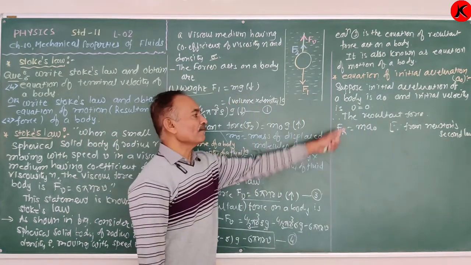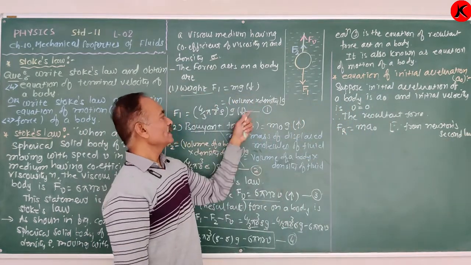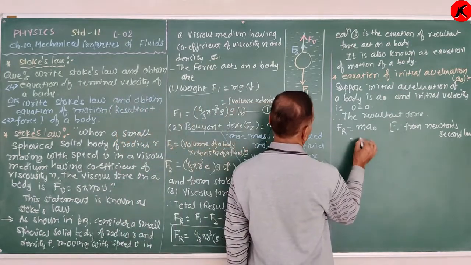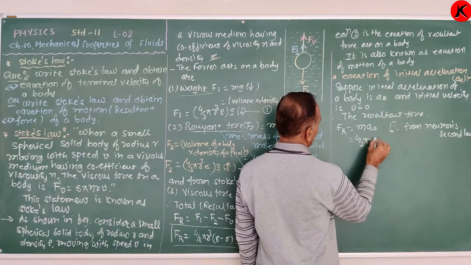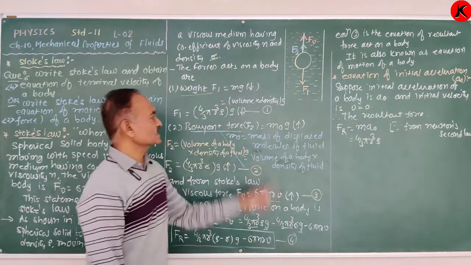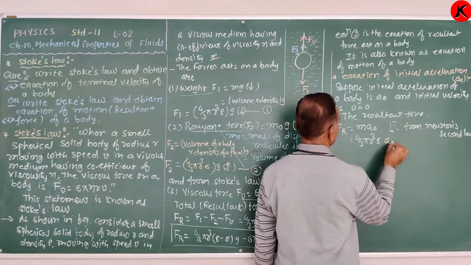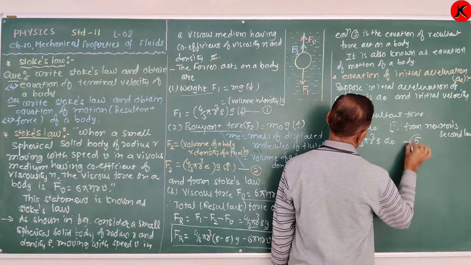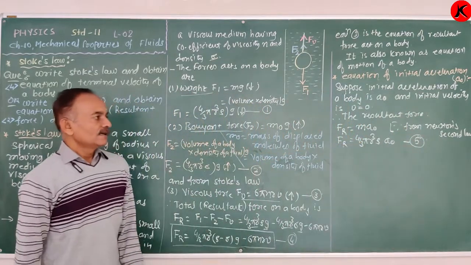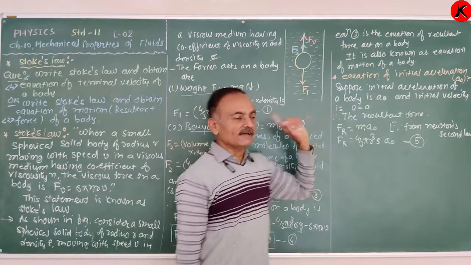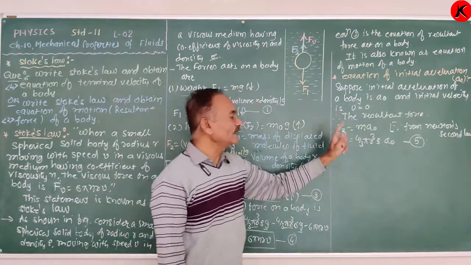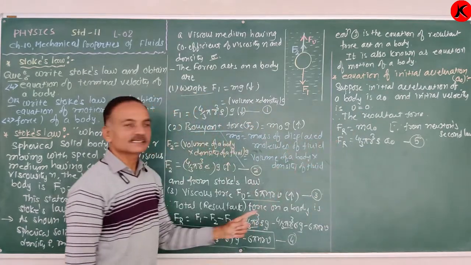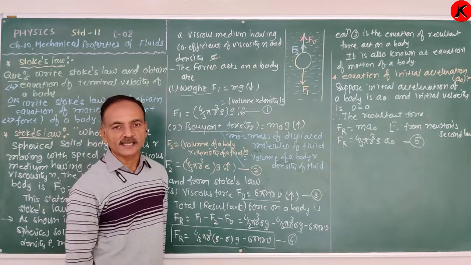Now we know the mass of the body. Already we discussed it: 4 by 3 pi r cube rho. Therefore 4 by 3 pi r cube rho is the mass, into a0. That is our resultant force, and that is equation number 5. So now the body moves in a viscous medium according to this acceleration and this resultant force. Now substitute this value of Fr in equation 4.